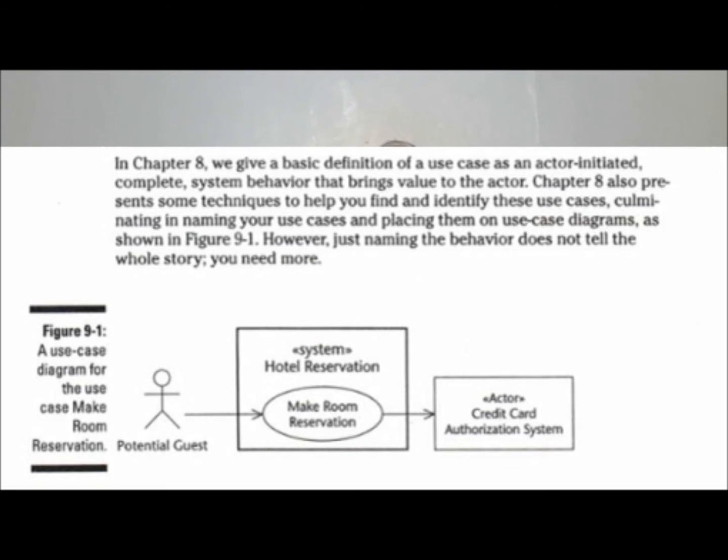And so the arrow goes from the primary actor into the use case. And that's why it's labeled that way. And then we have the arrow going from the use case out to the secondary actor. So that's our use case diagram again. And you've seen all that. So how do we make a use case narrative?